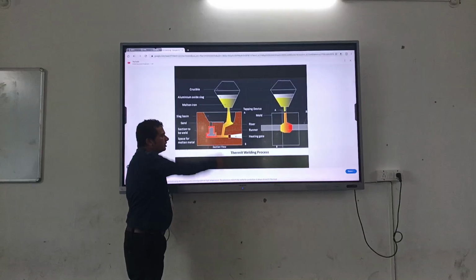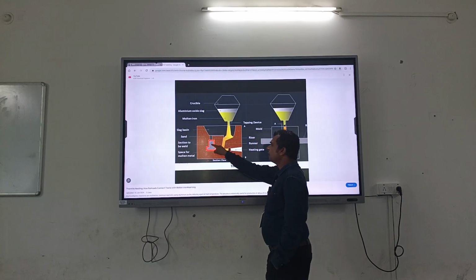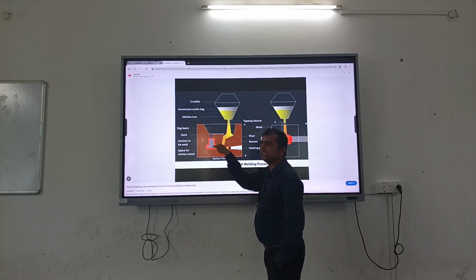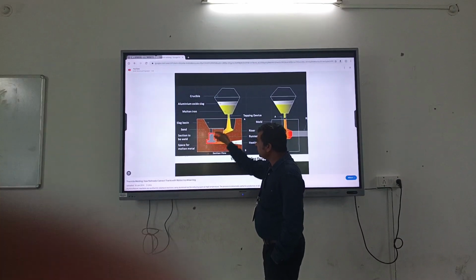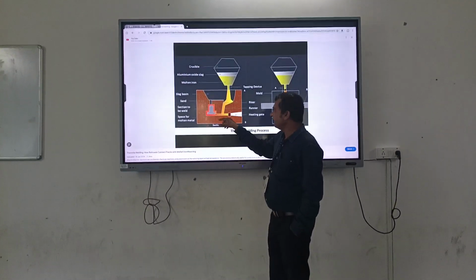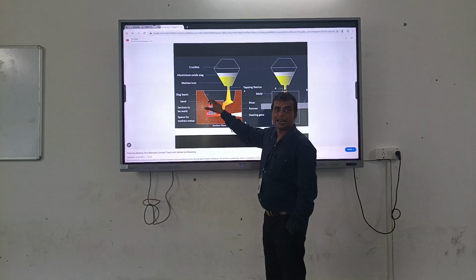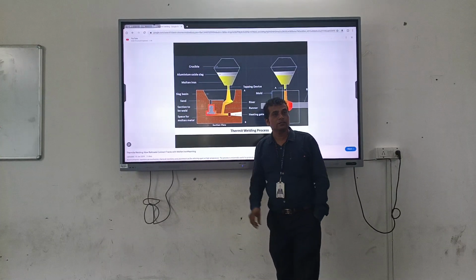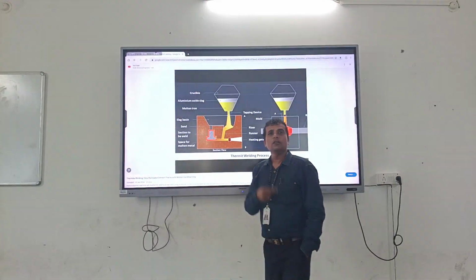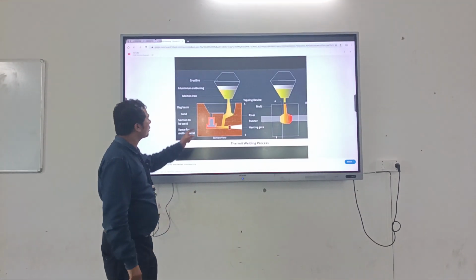Then immediately molten metal comes into this mold cavity and fills the complete mold cavity, and after the complete fill of molten metal it comes through the risers. In this way we can see what amount of molten metal is filled. We can easily watch and check through the riser.